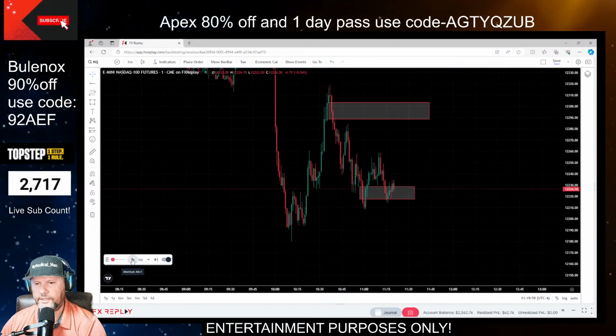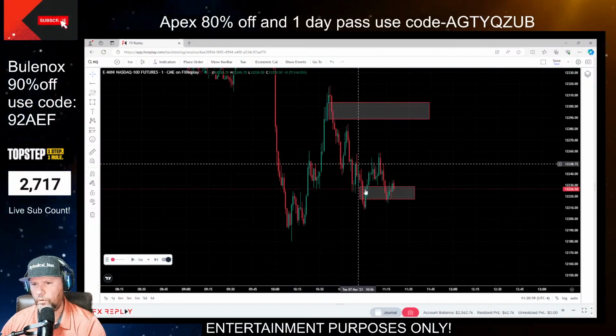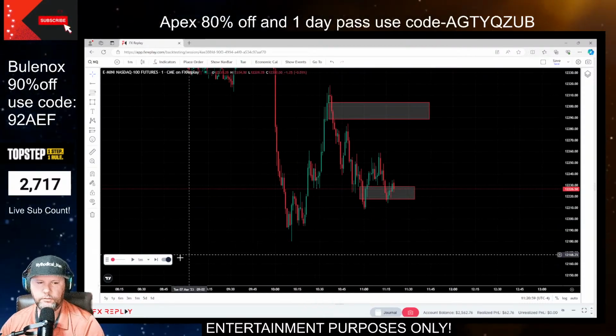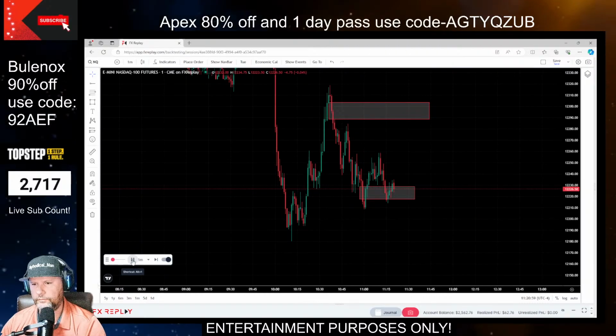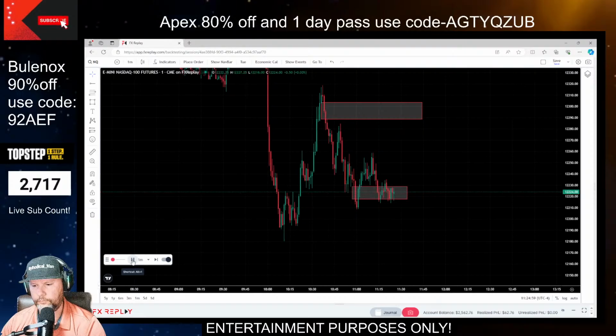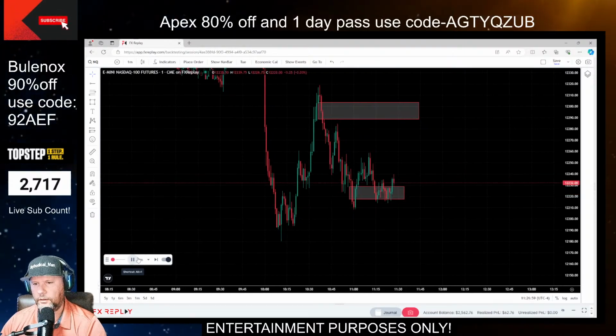I am kind of surprised by that one. We might want to get one more manipulation leg through the lows here before it continues higher. We'll see. Coming into lunch.